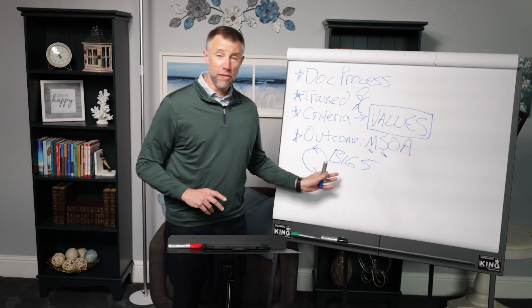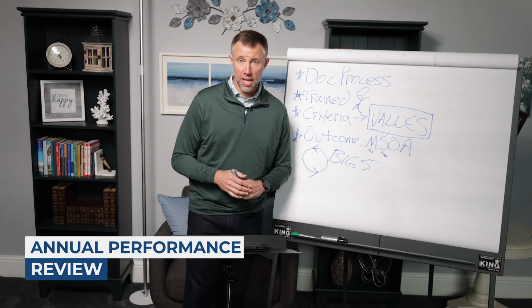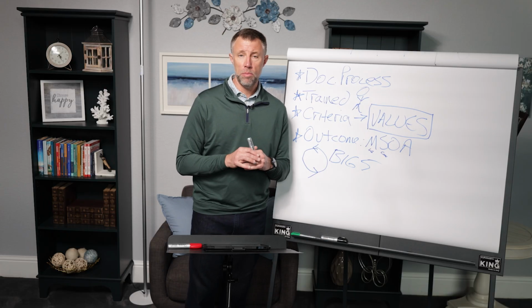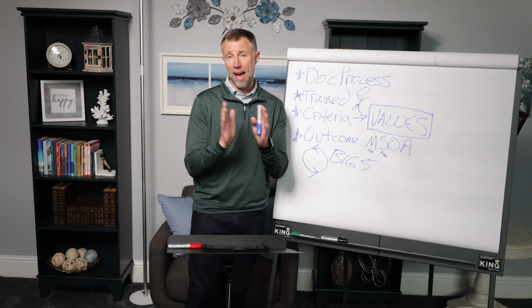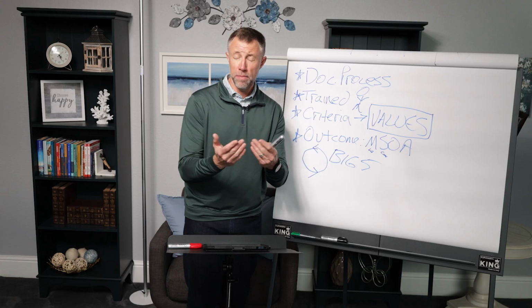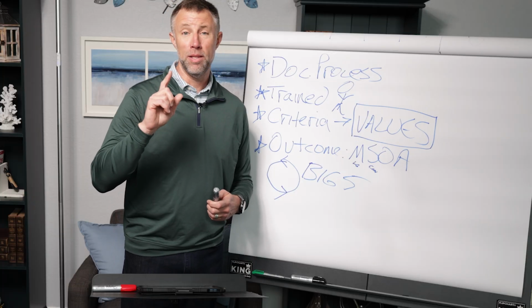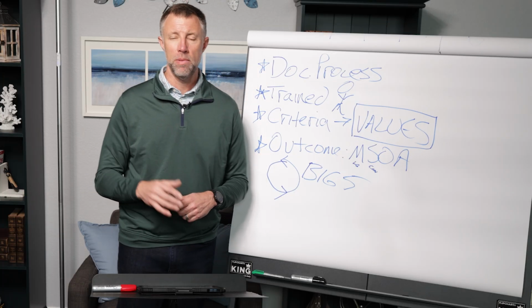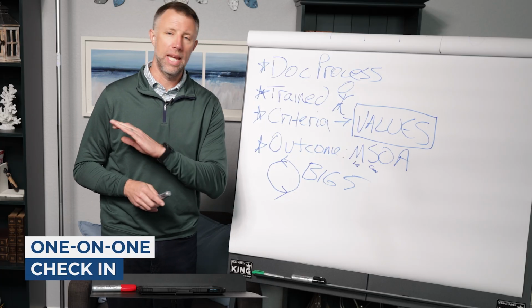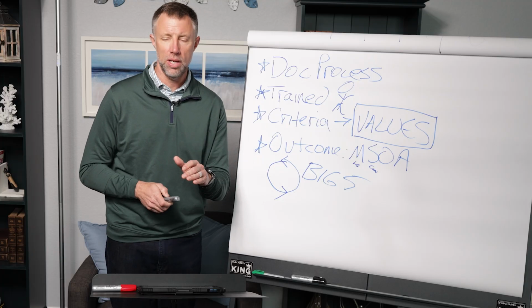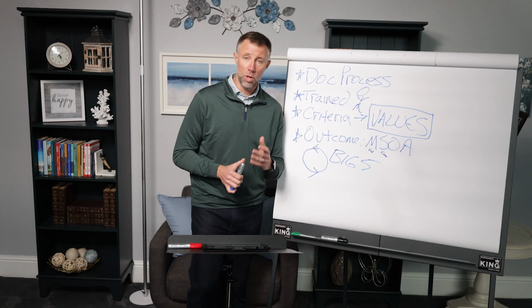The 4th part of the Big 5 is the annual performance review. And that's where we need to sit down with each one of our team members and talk about their performance over the year. We actually break that down 50-50. Half the performance review is us evaluating them. The other half is them evaluating themselves. It's an interesting conversation. And the 5th and final element of the Big 5 is a one-on-one check-in. Every single team member within the organization needs to have a one-on-one check-in at least once a month.